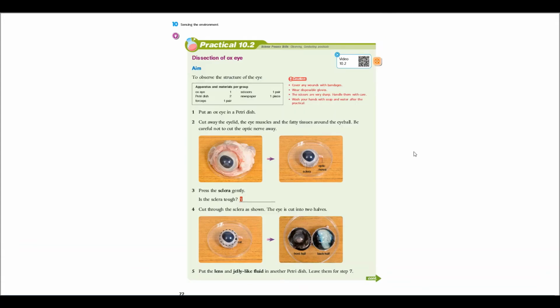In practical 10.2, it concerns the dissection of an ox eye. So it sounds a little bit gross, but the structures of an ox eye and human eyes are very similar. So through the dissection, you can know more clearly about how each structure is placed inside the human eye. So it's not going to be done in the school laboratory, but you can watch the video. So it clearly tells you how to dissect and cut open the ox eye, and visualize the things inside. So you pay attention to the video and I'll go through the answers with you right away.